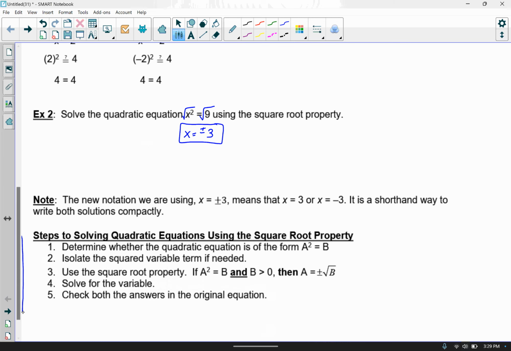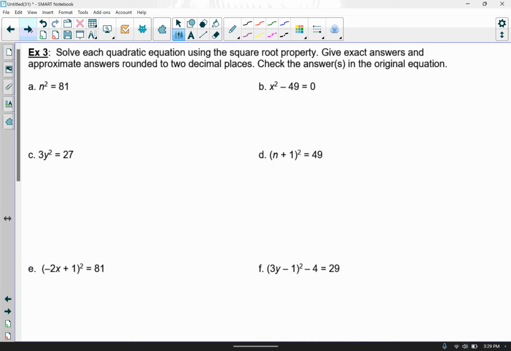All right, so then let's come on down below. These are the steps for solving quadratic equations using that square root property. I'm just going to flip it over and talk you through these steps. So first, if you have just one letter in your equation, then you can tackle it as letters on one side, numbers on the other. So we're going to solve each quadratic equation using the square root property here. We're going to give exact answers and approximate answers rounded to 2 decimal places when needed. And you can check your answer in the original equation.